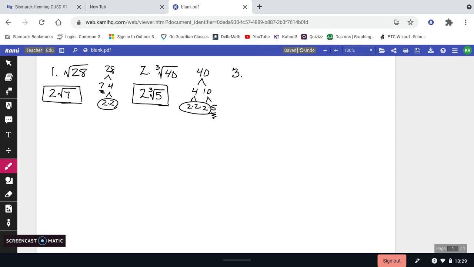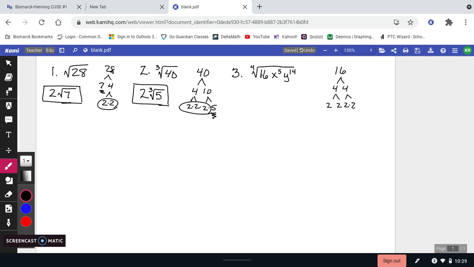Okay, now if you have variables, so let's do the 4th root of 16, x to the 5th, y to the 12th. No, let's change that. Let's go y to the 14th. Okay, so 16 is 4 times 4, and then that'll break down into 2's, and we do have a group of 4 2's. So we have exactly the right number to make a group.